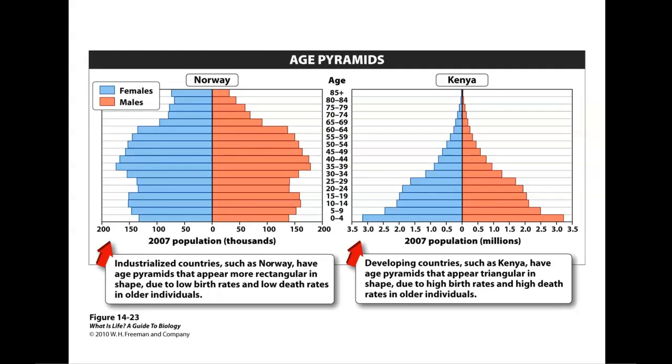So here we're going to see two different shapes of these age pyramids. You have what's referred to as a rectangular shape, and then you have a triangular shape. Now the rectangular shape is going to be the most common found in industrialized countries. So the population is going to be growing slowly or not at all. The population is going to be mainly middle-aged or older, and birth and death rates are going to be low. If you look at the triangle, that's going to be most common in developing countries. And so the population is going to tend to be much younger for the larger population, and birth and death rates are going to be higher.